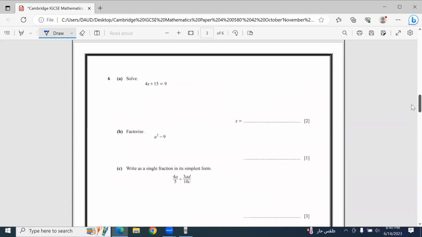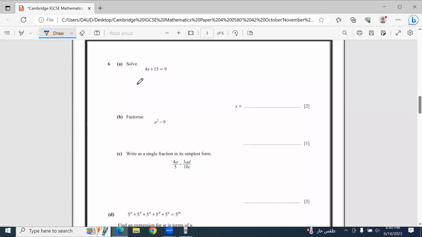Next question is 6. This is all about algebra. They want us to solve a linear equation to find the value of x. So easy. We can take 15 to the other side. So 4x is equal to 9 minus 15, which is minus 6, and then x equals 6 divided by 4. Both are divisible by 2, so we get 3 over 2. But remember that 9 minus 15 is minus 6, so this is minus 3 over 2.